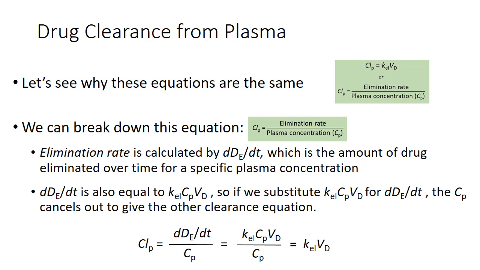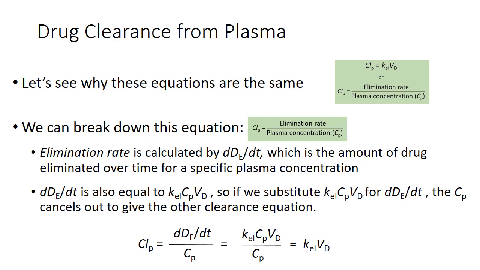Okay, so the elimination rate, which is on the top, is calculated by the change in drug mass. Again, we're talking about the plasma here. The change in actual drug mass per unit time, which is the amount of drug eliminated over time for a specific plasma concentration. This same term is equivalent to the elimination rate constant times the plasma concentration times the volume of distribution. So if we swap that in, swap out the dE over dt, swap in the KEL, etc.